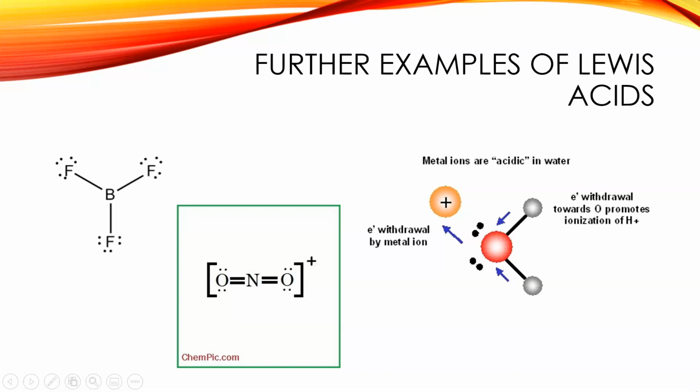If we look at some more examples, there are a number of ones that we've seen now in our higher level studies of bonding, and these include metal ions when they are in water. So metal ions are acidic because they have that positive charge. They're going to draw electron pairs towards them, as we saw in the formation of transition metal complexes. Anything that is electron deficient, so positively charged, or in the case of BF3 has less than 8 electrons in its outer shell, is going to be able to act as a Lewis acid.